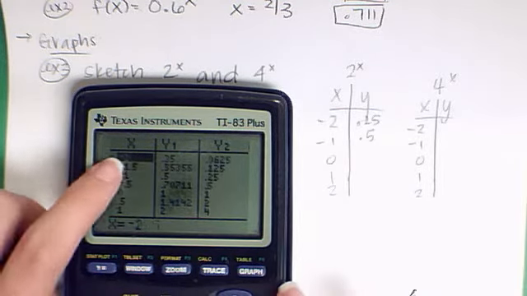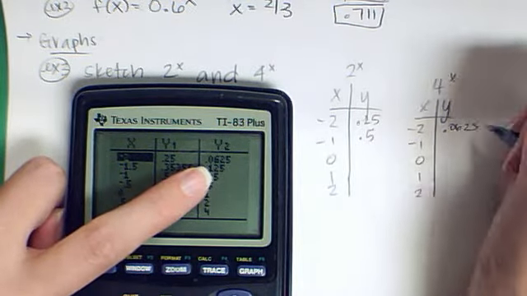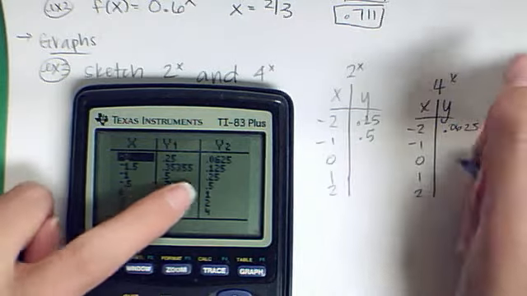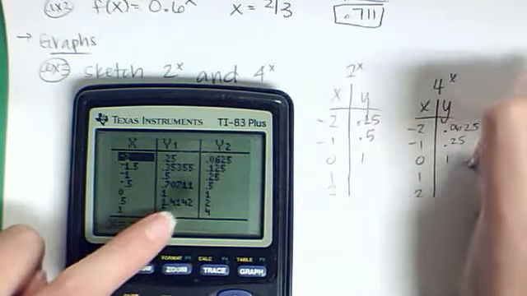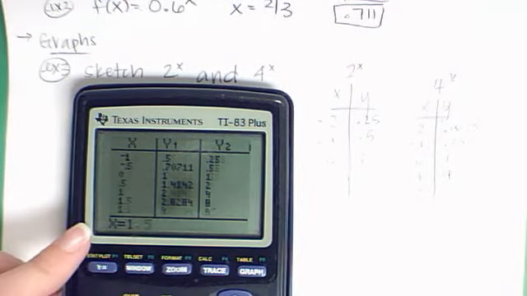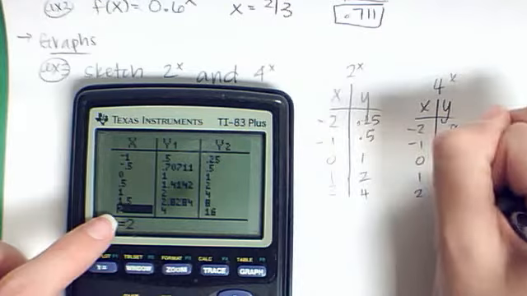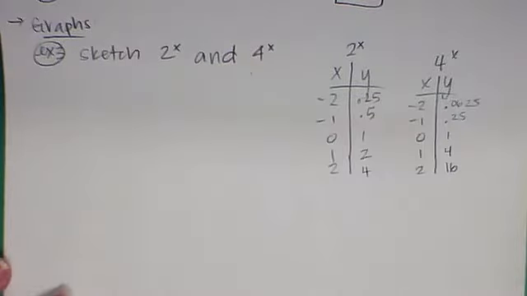So negative 2, 2.5, and on this one, 0.0625. Negative 1, 0.5, and 0.25. 0, 1, and 1. 1, 2, and 4. And when x is 2, my values are 4 and 16. Again, that's just to speed up the process there. You do not have to do it that way. You could plug them in each one and go from there.